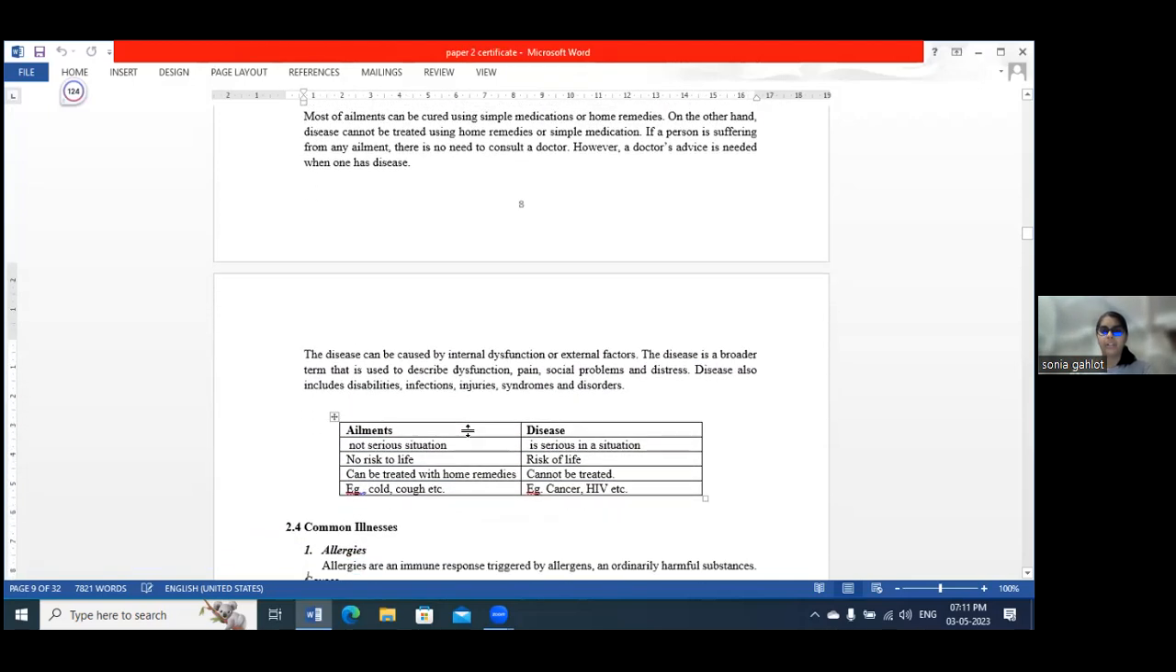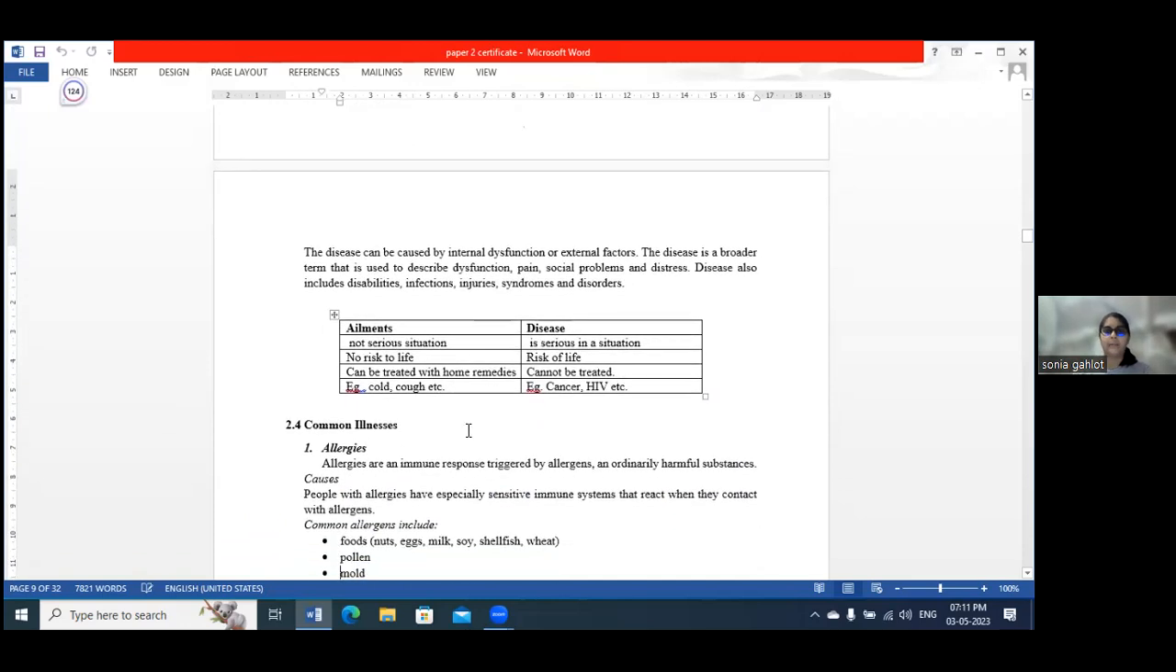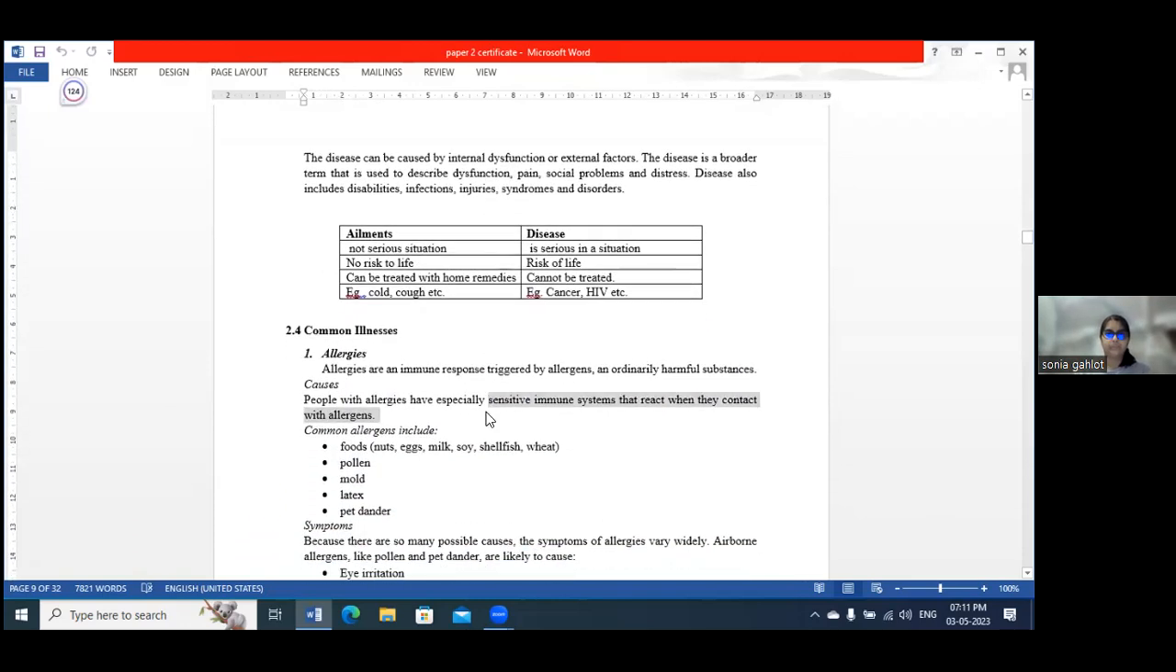The difference between both of them has been given very clearly. If I talk about ailment, it is not a serious situation, but disease is a serious situation. No risk to life if I talk about ailment. Risk of life is there if I talk about disease. Ailment can be treated with home remedies. What can be treated? The illness, which is known as ailment, but the disease cannot be treated that way. Then the examples are given in both of the columns.